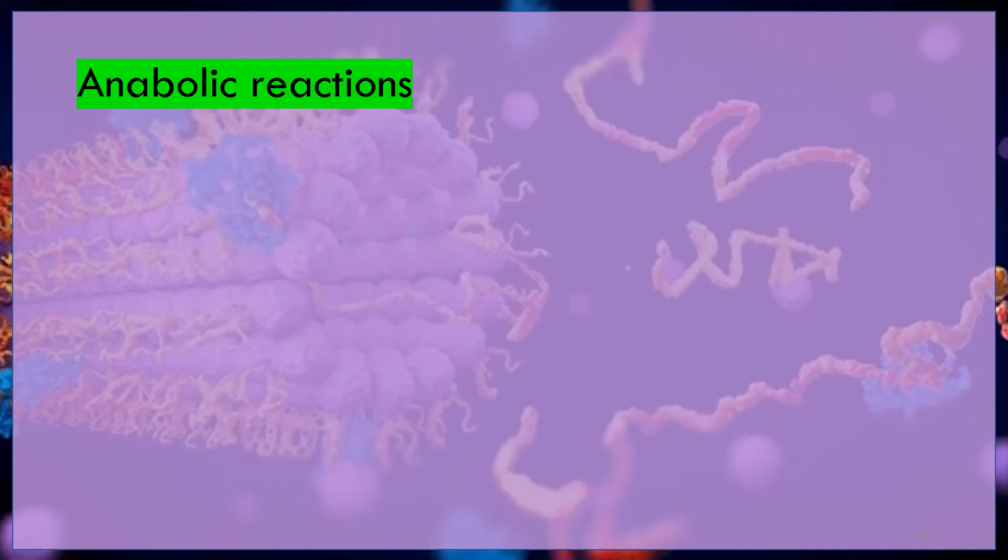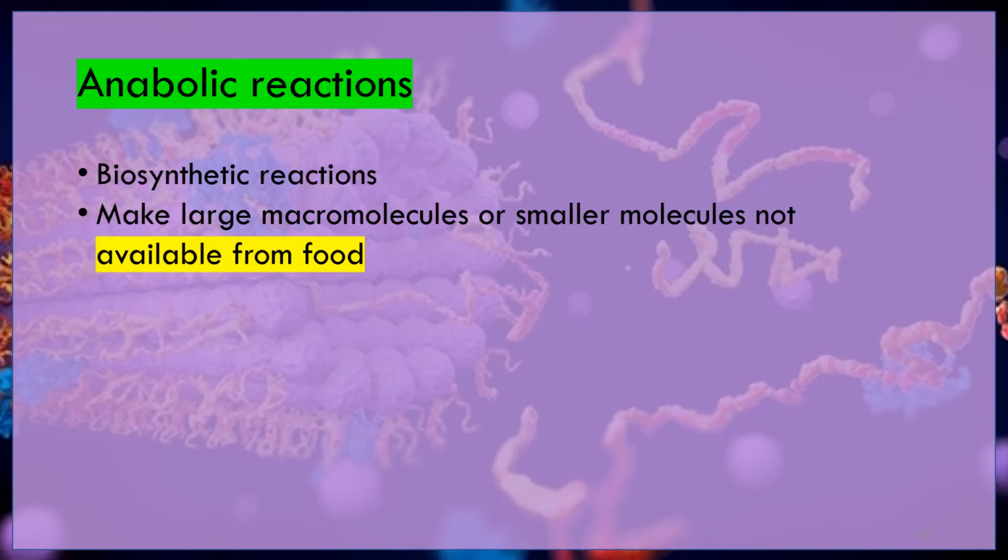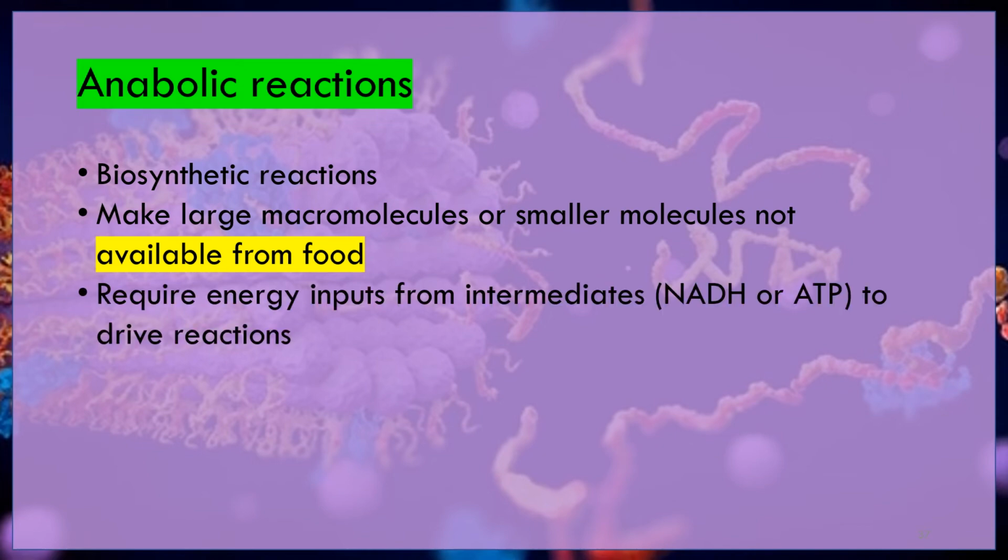Now, if you had difficulty understanding that video, you can go back and rewatch it and just think LEO GER the entire time and follow the electron, and you can understand the difference between oxidation and reduction reactions. Anabolic reactions are biosynthetic reactions. They make large macromolecules or smaller molecules not available from food. They require energy inputs from intermediates, such as NADH or ATP, to drive the reaction.